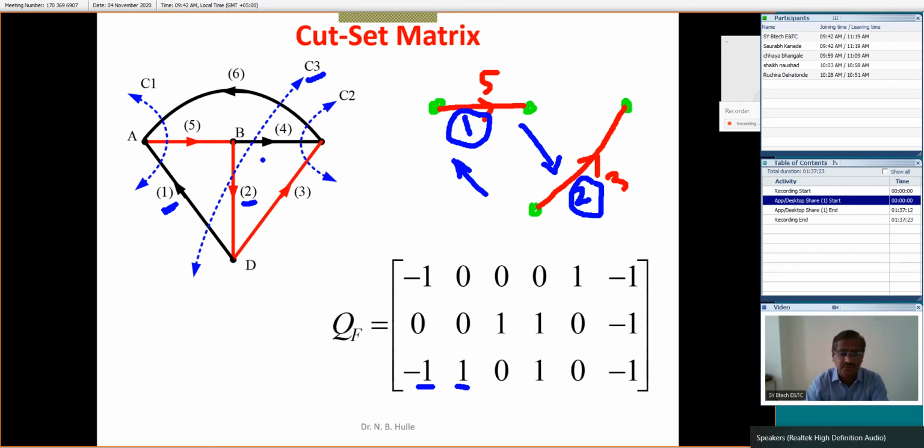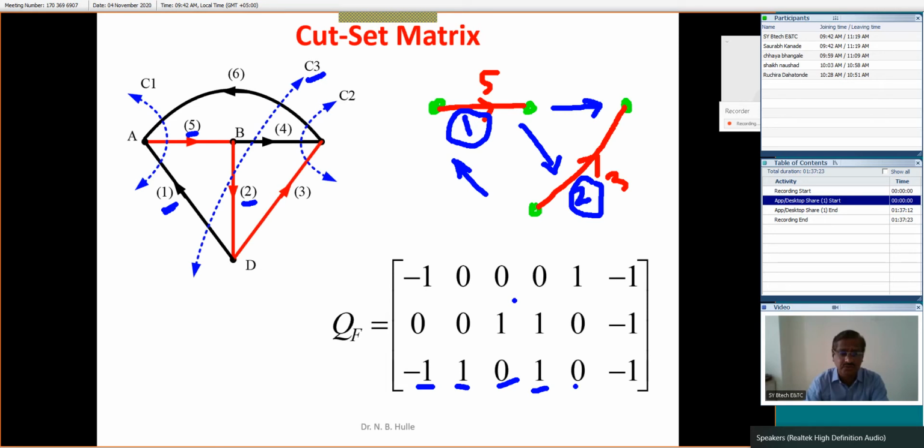If I'm coming to the next branch, which is the branch number 4, look, this is the branch number 4. Because branch 3's entry is 0, I'm coming to this point. Now look at the direction of the branch number 4. Its direction is something like this. It is from part 1 to part 2. It is the same as branch number 2, which is again part 1 to part 2. That's why its entry is +1. Branch number 5 is not part of this cut set. That's why its entry is 0.